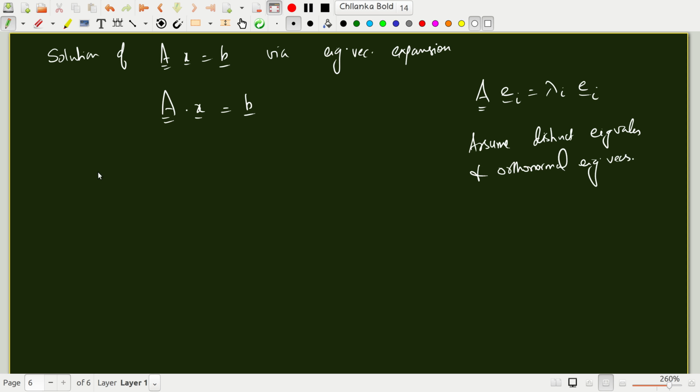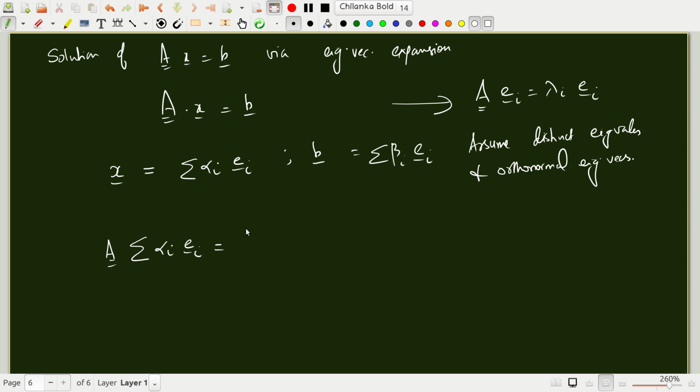So I solve the eigenvalue problem of A, then I expand x as summation alpha i ei, and I also expand B as summation beta i ei. I substitute the expansions: A summation alpha i ei is equal to summation beta k ek. I pull the A in because it's a linear operation. So summation alpha i A ei is equal to summation over k beta k ek.